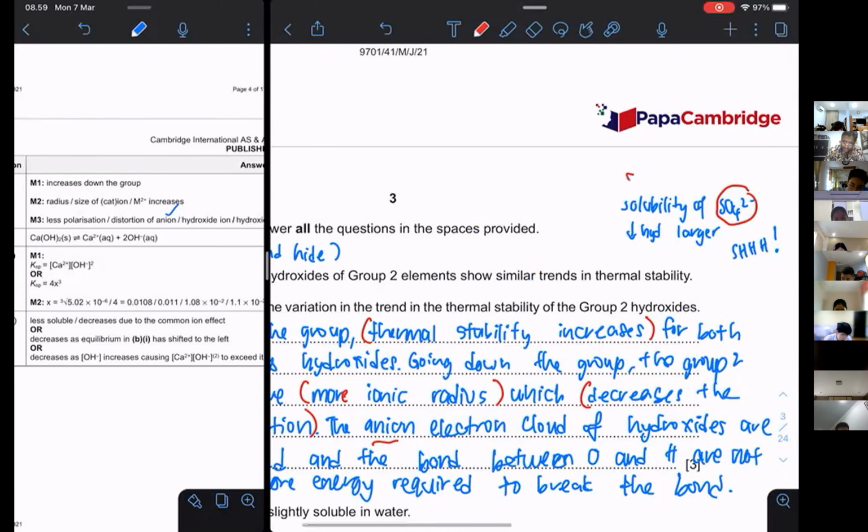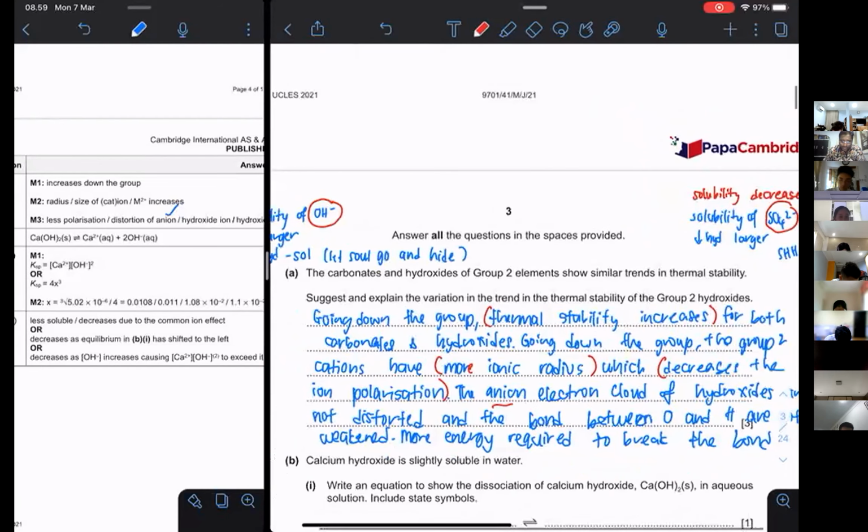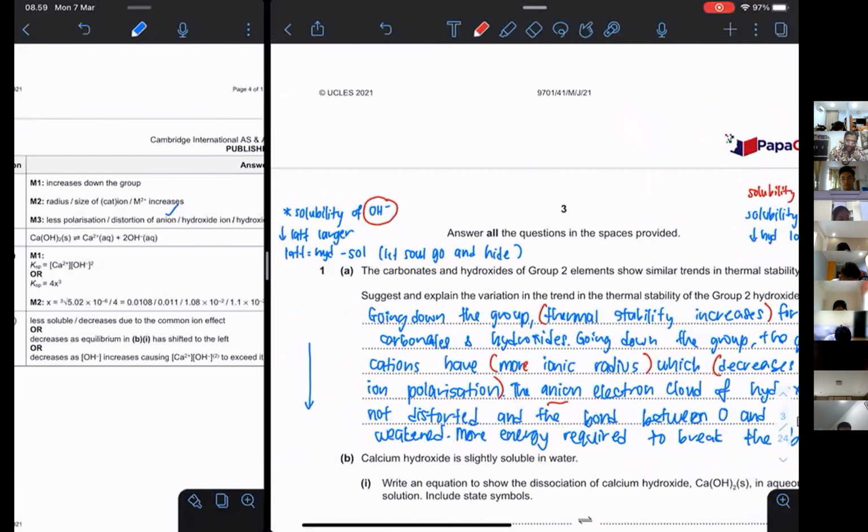When you look at the solubility of hydroxides, it is the other way around. The solubility increases.